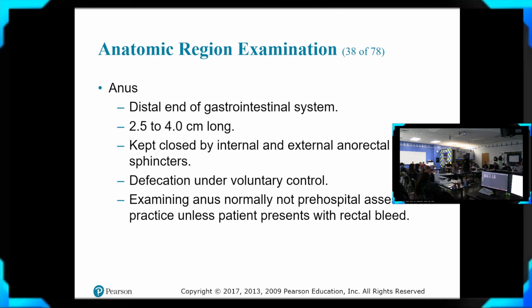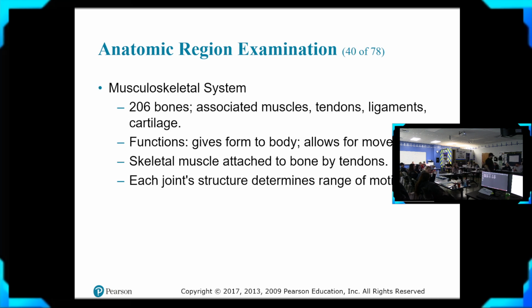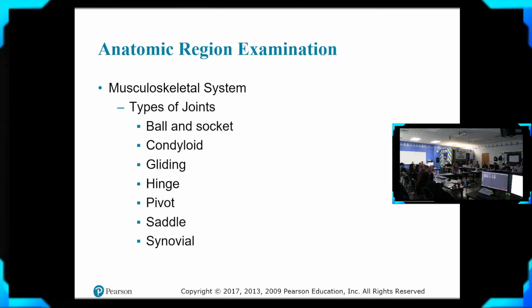You got your butthole. We're not gonna go over that. We should know what it does or doesn't do. 206 bones. We're not gonna go over all of them. Please remember these type of joints. If you don't remember from A and P, highlight them in your book.